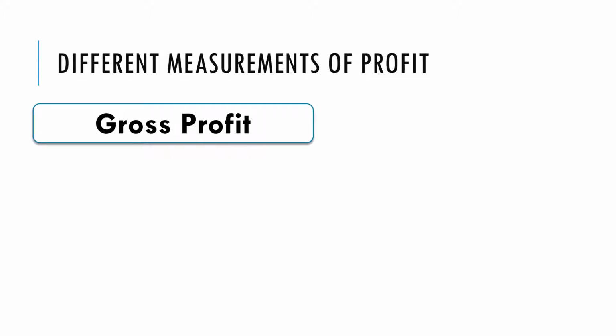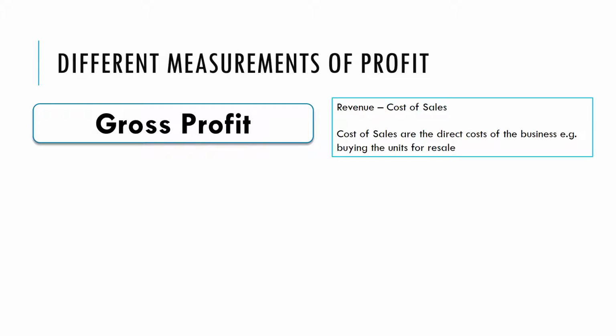The first one is gross. Not gross because it's disgusting, gross because it's at a larger, wider scale. And the formula for gross profit is revenue minus cost of sales, where cost of sales are the direct costs of the business, i.e. buying the units for resale. So for example, if you have a t-shirt business, the revenue would be all the money they receive from selling their t-shirts, subtract the cost of buying in the t-shirts themselves gives you the gross profit.